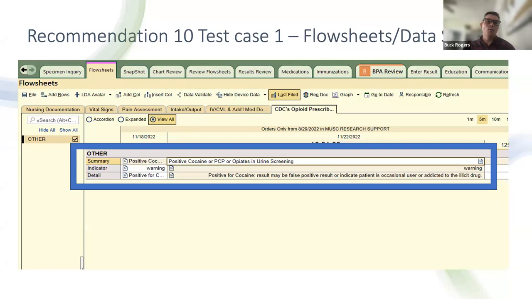So using our more innovative approach, or I guess unique approach, like the overdose template that I showed you earlier, we're using flow sheets to store the CDS cards in the system to automatically insert them into a note to manage the patient's pain medication. So we're storing what we're calling the summary, the indicator, and the detail: positive for cocaine. This is a warning. And then the detail is what we're curating the note with. So that's just showing where we're storing the data differently than the interruptive. Next slide, please.